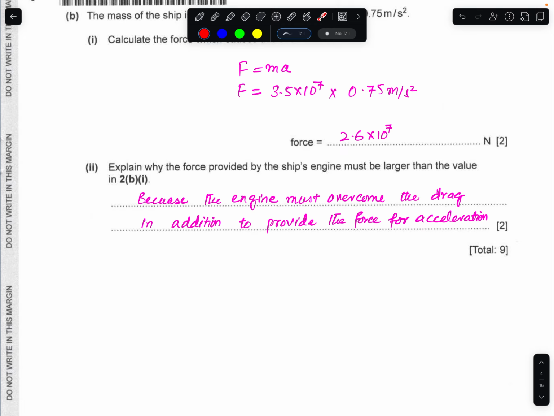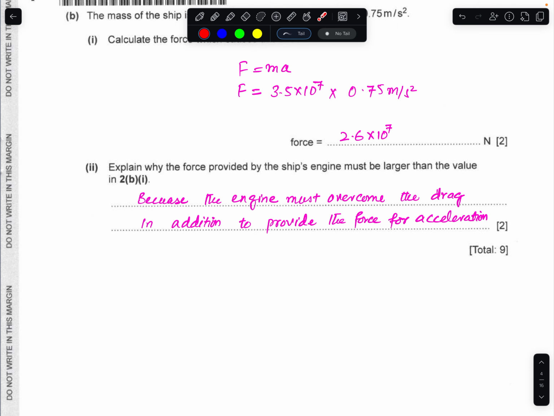So the force for acceleration given is 2.6 times 10 to the power 7, but in reality, the ship must also overcome the drag force, the water resistance as well. Maybe there is a resistance, but we can write drag force. That tells the examiner that this drag force is resisting the motion, and the engine has to overcome that resistance first, and then it is going to accelerate the ship.